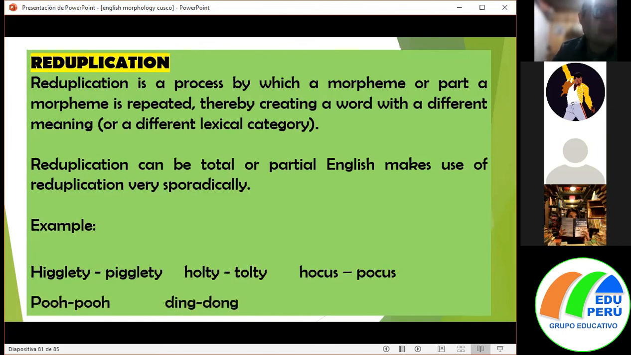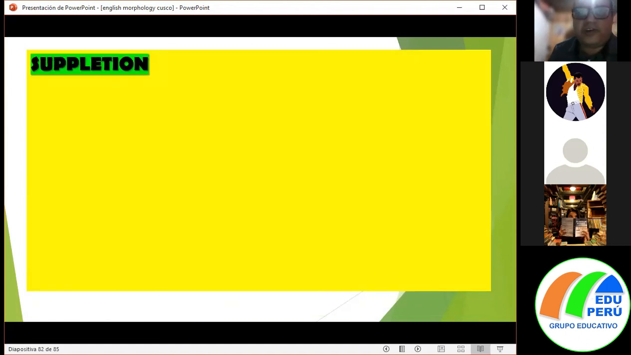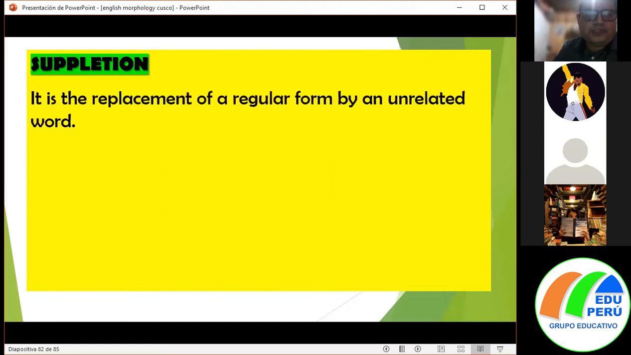Poo-poo, ding-dong, produced by the sound of the bell. Ding dong. The other one is suppletion. What is suppletion? It's the replacement of a regular form by an unrelated word.